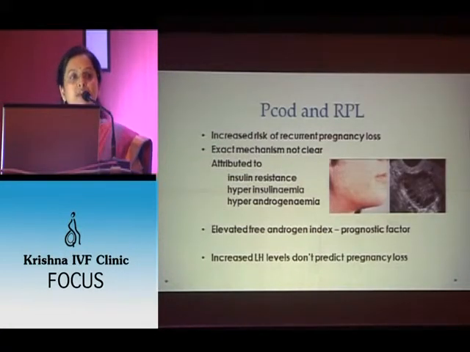Women with PCOD have an increased risk for recurrent pregnancy loss, predominantly in the early gestation. The exact mechanism is not clear. But the risk is attributed to insulin resistance, hyperinsulinemia, and hyperandrogenemia. And elevated free androgen index in these women seems to be a good prognostic factor for subsequent pregnancy loss. But increased LH levels do not predict any pregnancy loss.